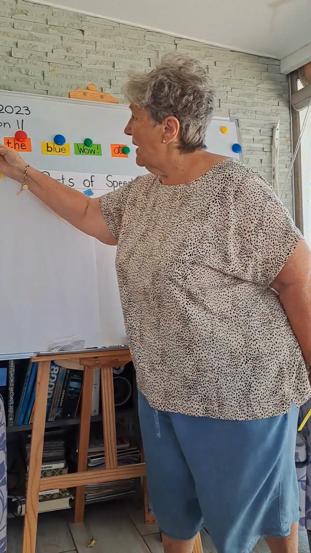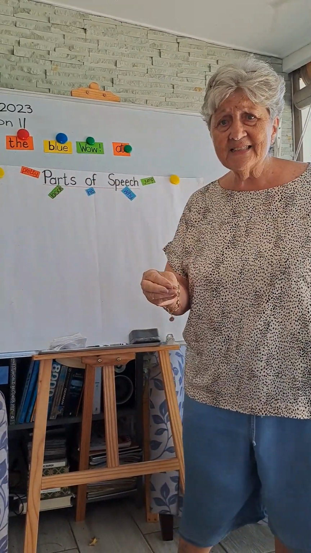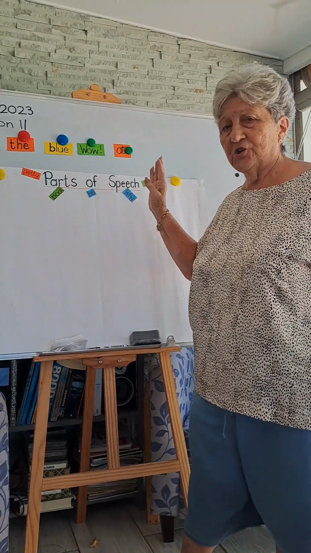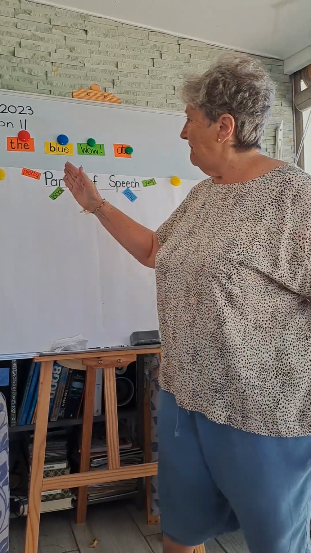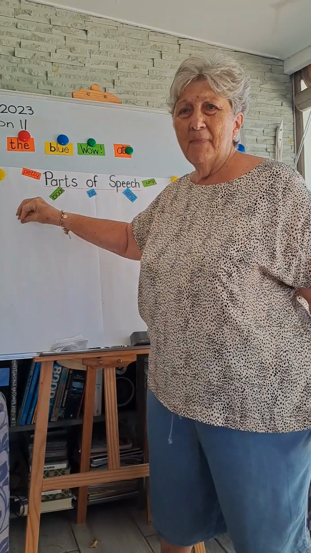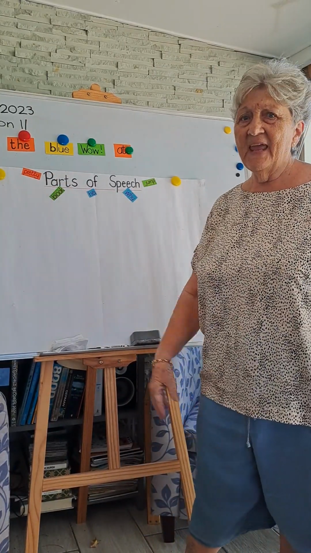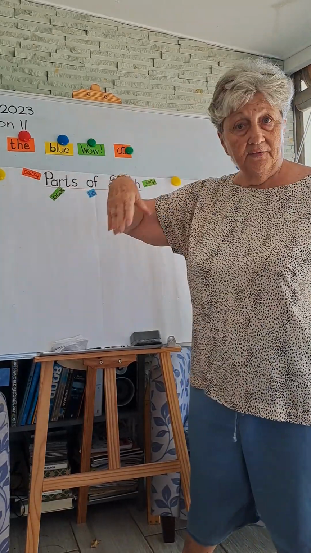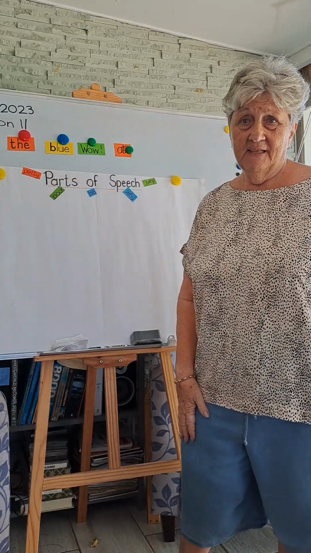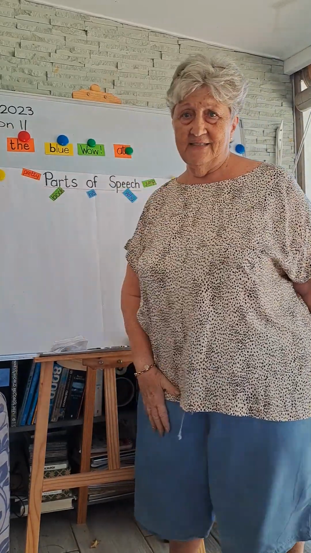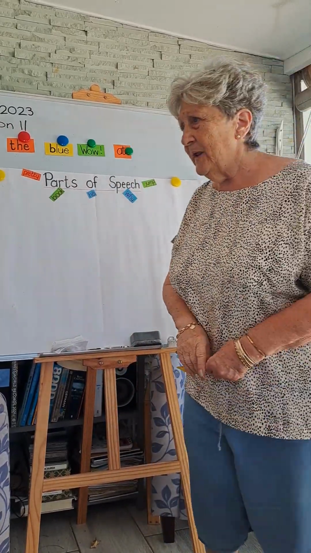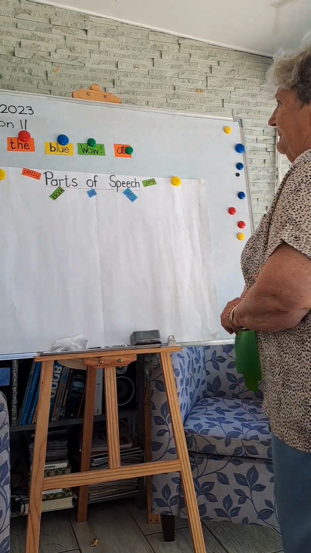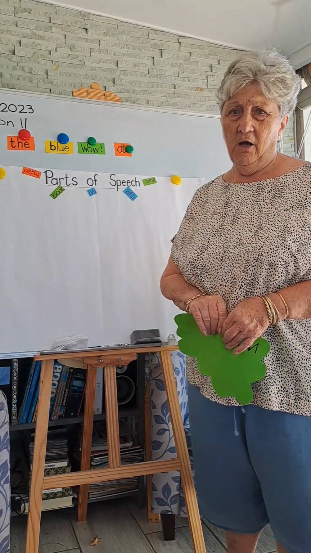Because you see, each one of these words has a job. That's what parts of speech are. They are parts of speech that make sense. They have a job to do. And these are all in the wrong order. They're not doing their jobs. So this doesn't make sense. So we are going to find out what kind of parts of speech there are.